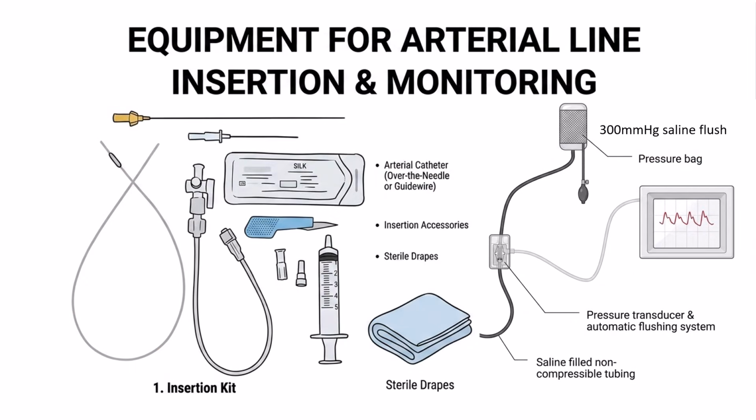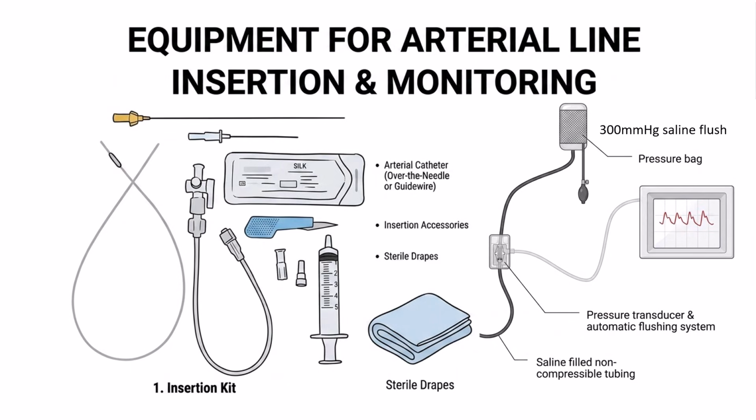Now, let's discuss arterial line insertion and the setup for invasive blood pressure monitoring. Proper preparation is essential before beginning the procedure. All necessary equipment should be gathered beforehand, including full sterile barriers, antiseptic solution, local anesthetic, and an arterial catheter kit, which may be either an over-the-needle catheter or a guidewire-based Seldinger kit.